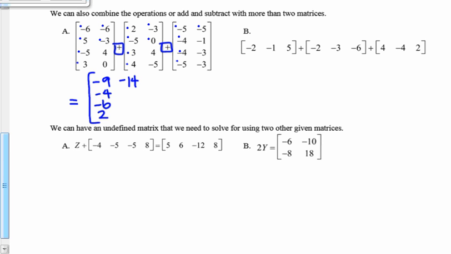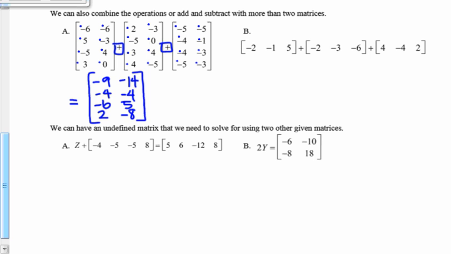Moving down, -3, 0, and -1. -3 and 0 gives me -3, and then -3 and -1 gives me -4. 4, 4, and -3. So 4 plus 4 is 8. 8 plus a -3 is 5. 0, -5, and -3. 0 minus 5 is -5. -5 plus a -3 is a -8.